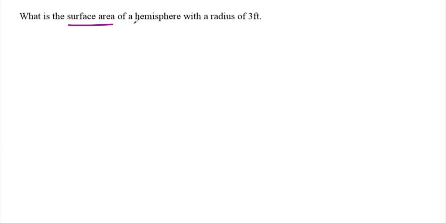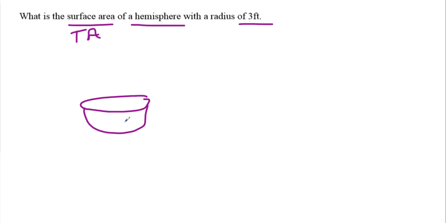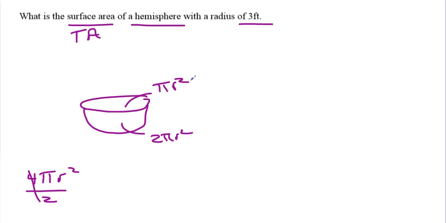Yippee-yay. So surface area of a hemisphere with a radius of 3 feet. Well, surface area, and this is going to imply total surface area, all right? So we got to do the surface area of half the sphere. Remember, a full surface area of a sphere is 4 pi r squared. Cut that in half, and this is 2 pi r squared. The circle's pi r squared. So total surface area is nothing more than 3 pi r squared.